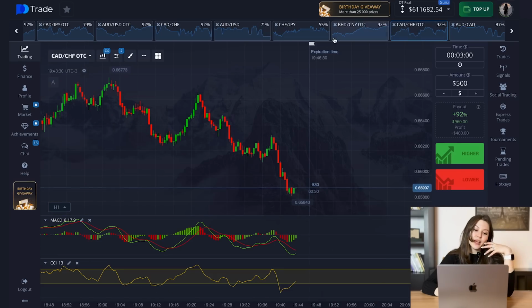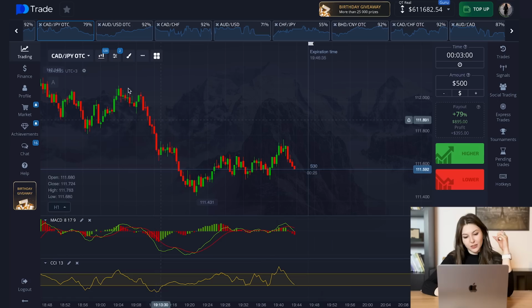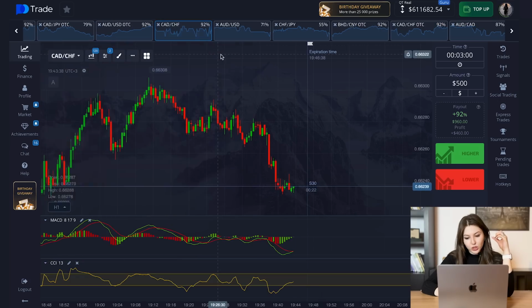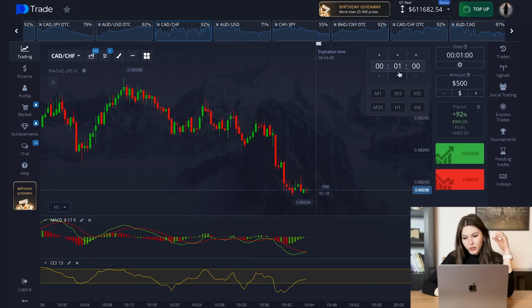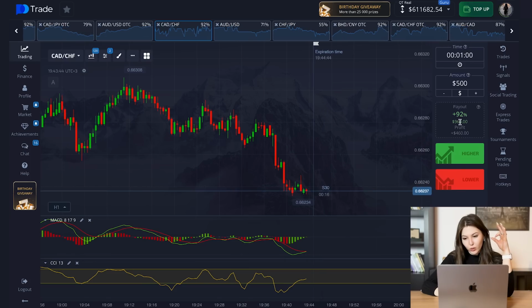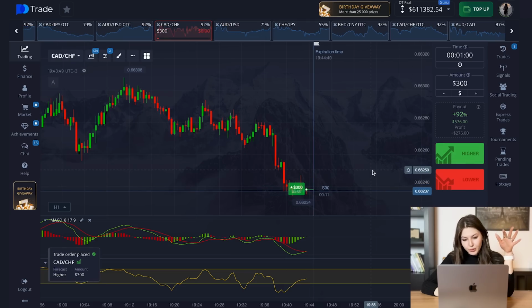Okay, so let's make one more trade and let's choose the asset for that, and let's see which time frame is going to work for us. Well, I don't see that the market is pretty stable here, so I think 1 minute. Let's make $300 and let's go for the higher position.